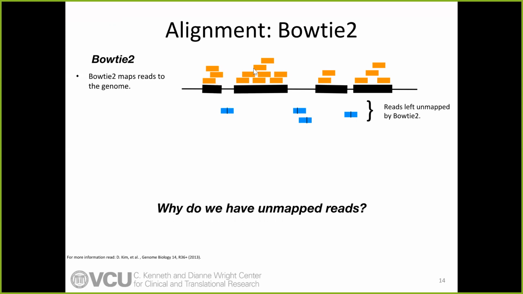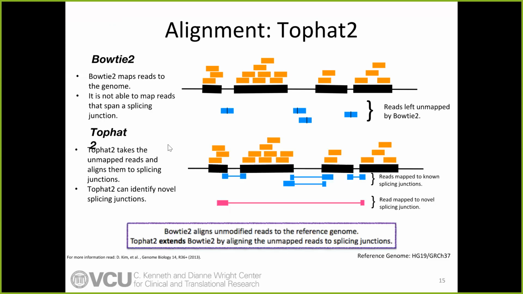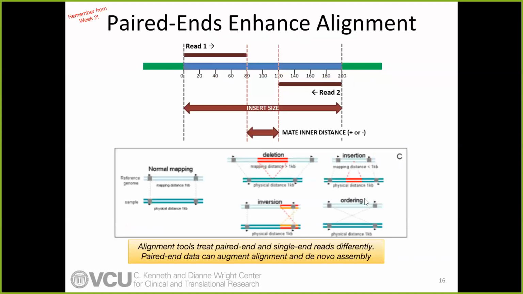So you'll see it'll map everything neatly inside of exons that don't cross splicing junctions. Everything with a splicing junction is going to be left as an unmapped read. Then Top Hat 2 runs an additional algorithm on the unmapped reads, and it identifies the splicing junctions because it's splicing aware. Top Hat 2 can identify known splicing junctions, but it can also identify novel splicing junctions. And sometimes this is where paired ends come into play.